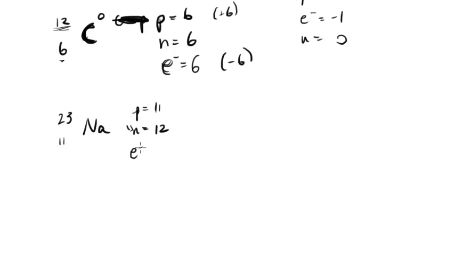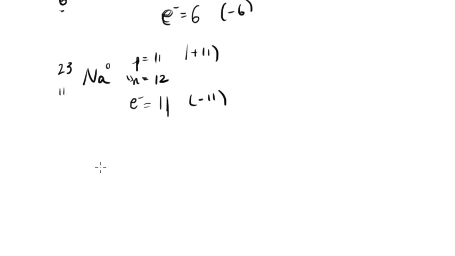What about electrons? Well, we know this is neutral because it's not said to be plus 1 or anything like that. So we know that the number of protons has got to balance the electrons. So that means we have to have 11 here, because this is plus 11, which means we need a minus 11 to balance it out to be 0.